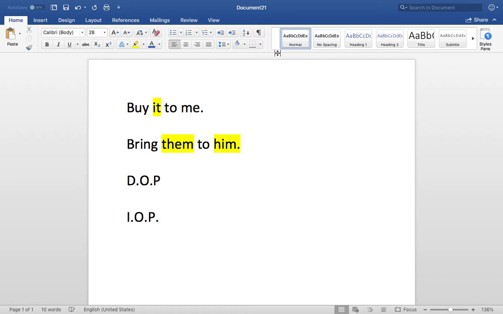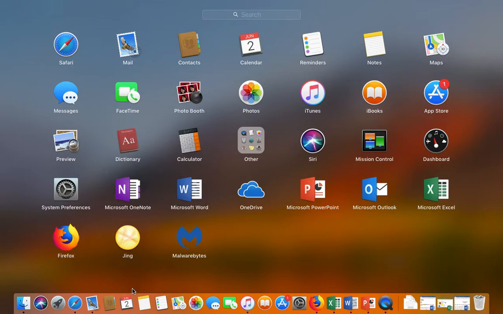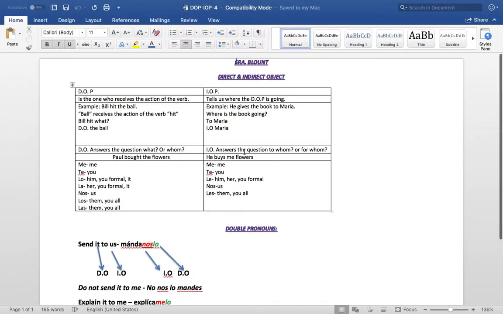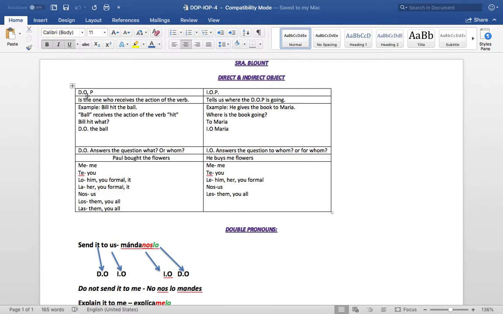All right, so we're going to go back here and review the direct and indirect object pronouns. The direct object is the one that receives the action of the verb. When you read a sentence and don't know exactly which one is the direct object, you ask in your head what or whom, and whatever the answer is, that's what you replace with these pronouns. The direct object pronouns are me, te, lo, la, nos, los, and las, okay? The most common ones are lo and la.